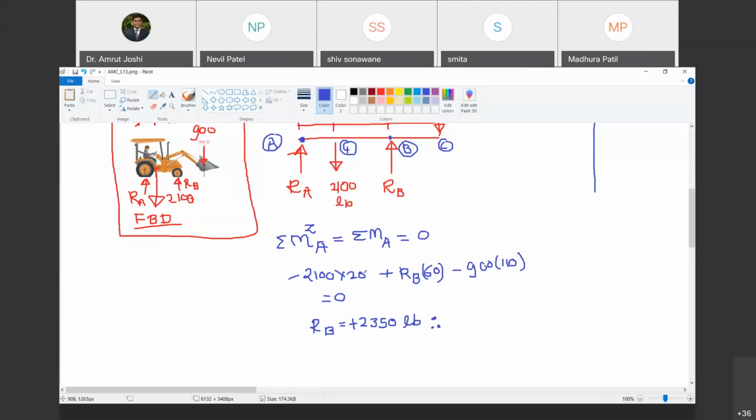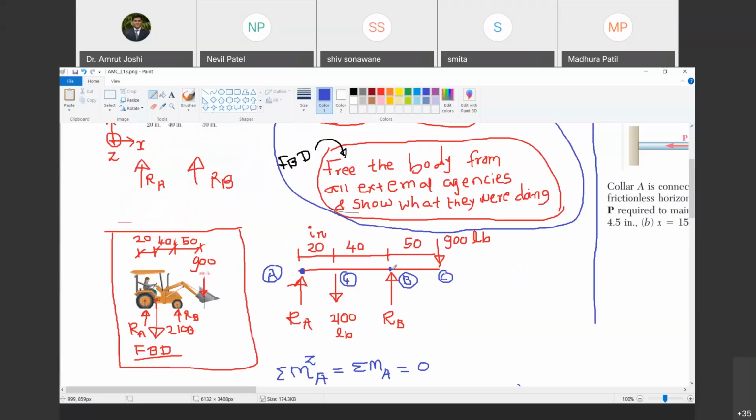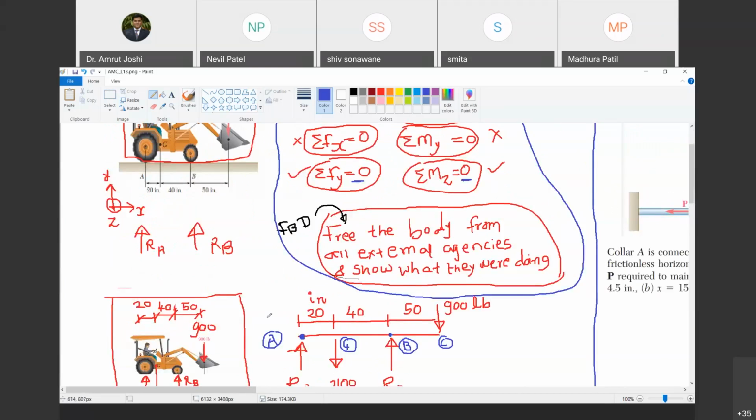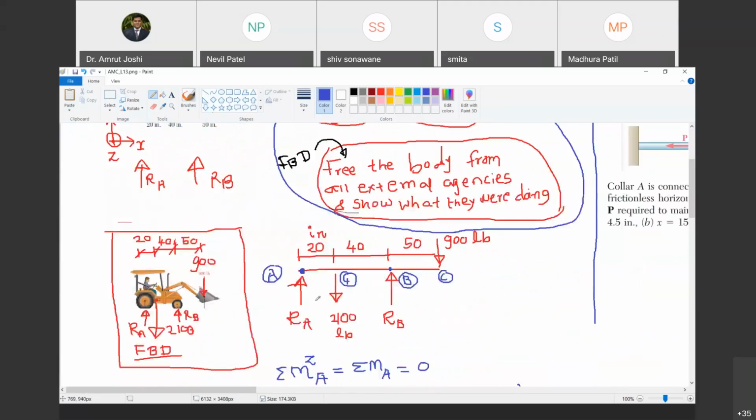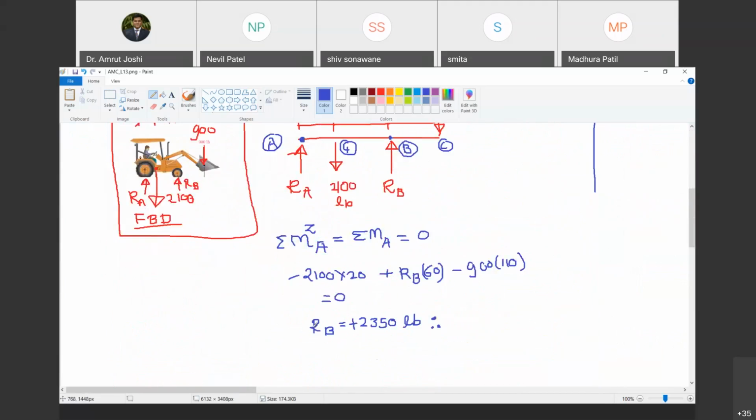There are two sign conventions simultaneously going on. When I write down this equation of moments, clockwise or anticlockwise is the sign convention. Do you agree with me? Yes, sir. When I write down the equation for summation Fy equal to 0, forces in positive y direction are treated positive, forces in negative y direction are treated negative, is the sign convention. Are you with me? Yes, sir. But when I interpret the sign of the unknown, what it means is, if the sign is positive, the originally assumed sense of RB is correct.